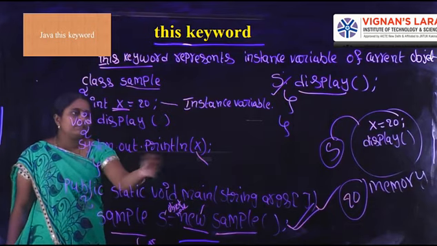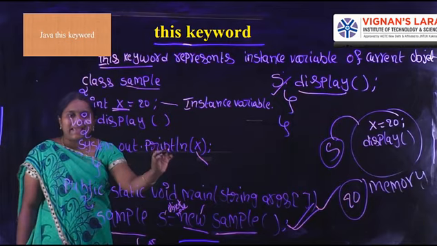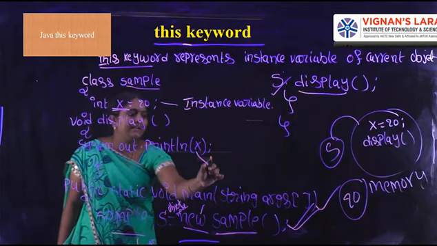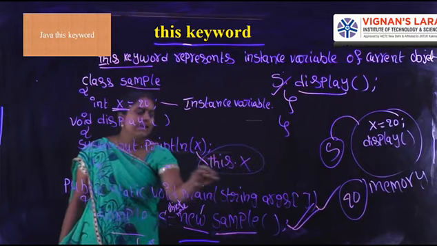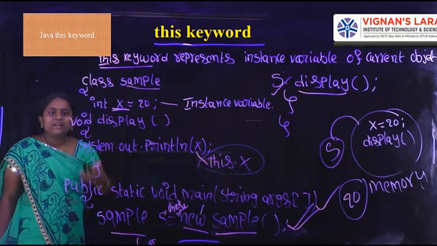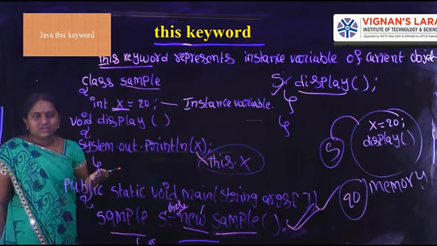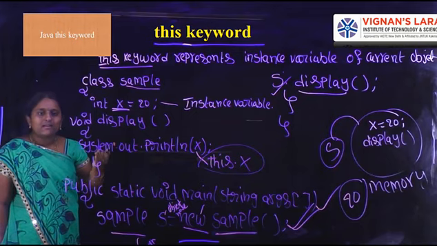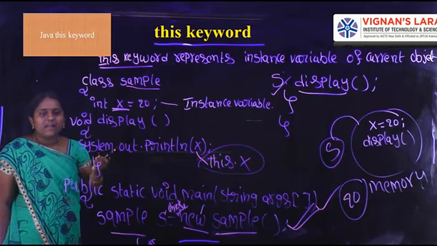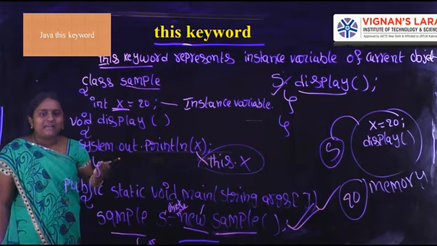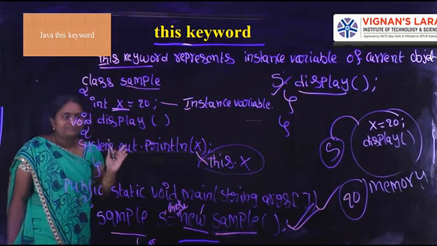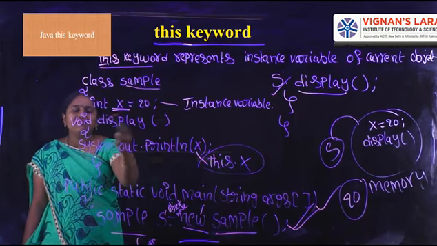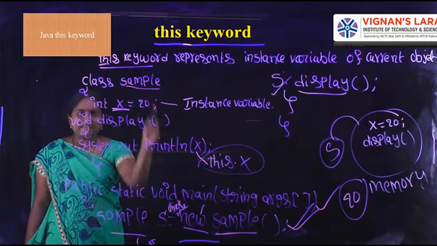Here, for example, I am writing x, but the JVM will treat it as this dot x. The user need not write this statement explicitly. At the time of compilation, the Java compiler automatically treats it as this dot x.